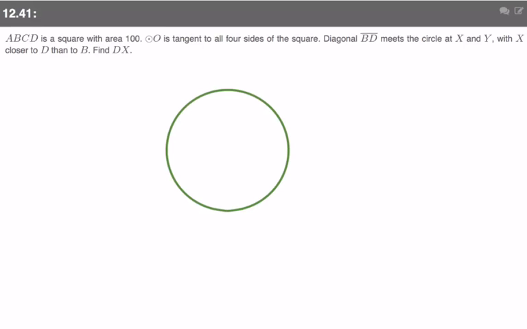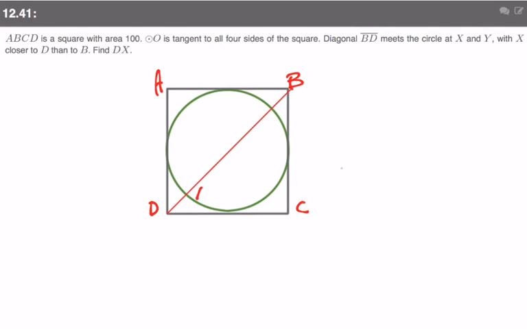Number 41. ABCD is a square with area of 100. And then we are looking at the diagonal here, given in this way. So what they're looking for is to find the length of DX. Since area is 100, each side must be equal to 10, which gives us the diagonal, which is DB, equal to 10 radical 2.